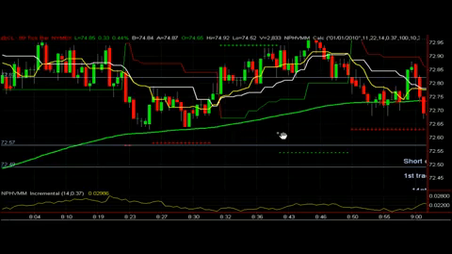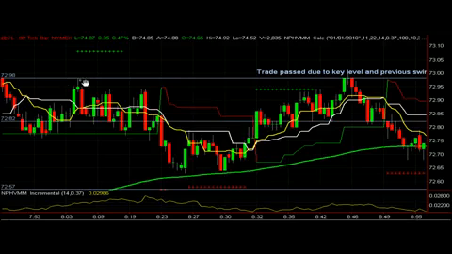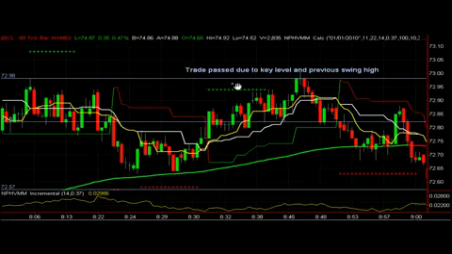So first up, we start the session at 8:30 based on the news to pass, and then we're straight in looking to take our first trade. And you see here that we started to get a long cross just there below that previous swing high at 72.98. Now the issue for us was that 73 was the key level, so we passed on that due to the key level and previous swing high, so we didn't take this trade here.